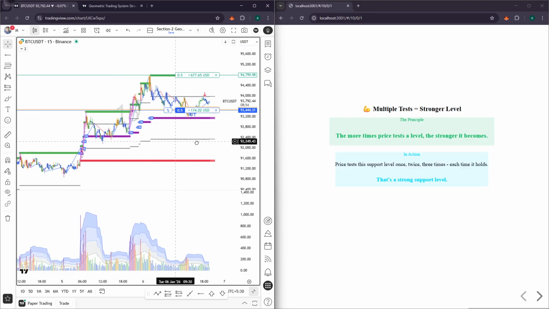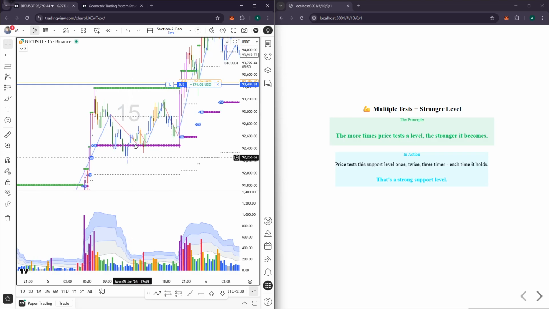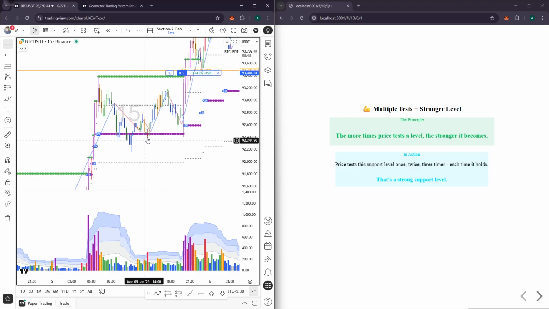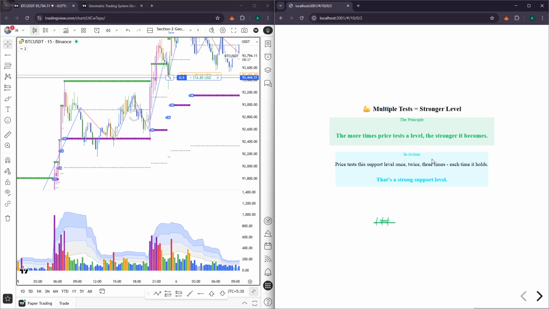You see here it holds. If we look at each individual candle, we can see one, two, three, four, five. But if we look at the waves, one, two, people say this is a double bottom, but you can see mathematically that it's a strong support level.